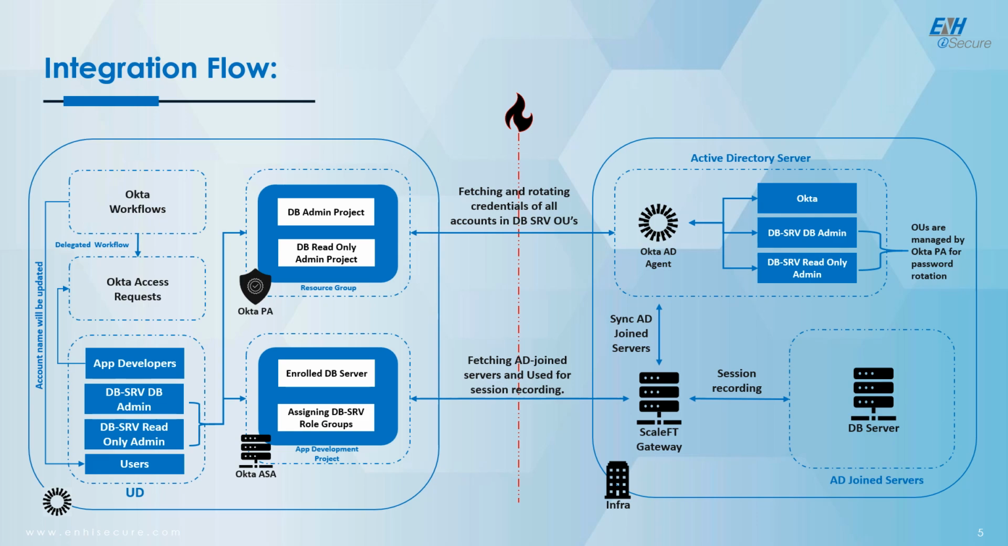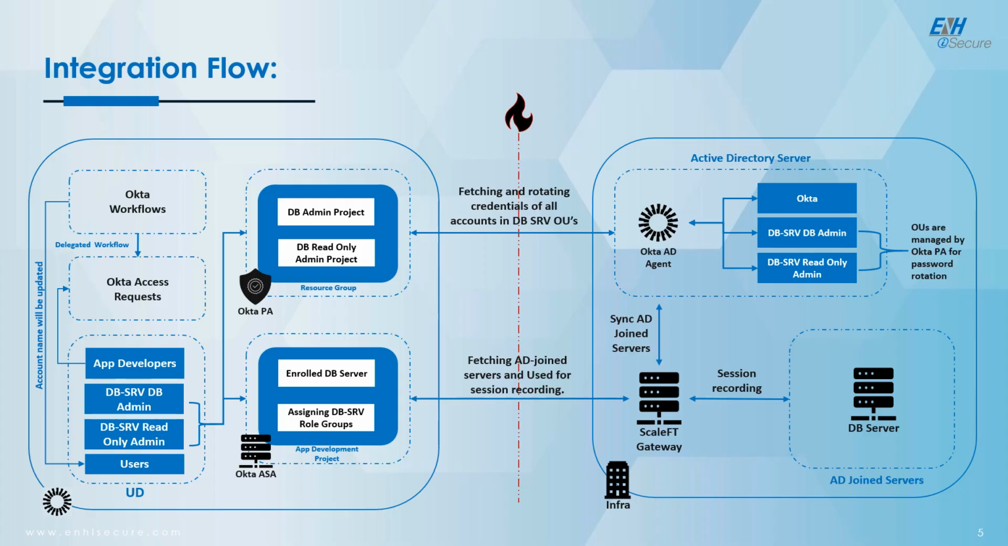And I also configured a delegated flow built using Okta Workflows, which updates the user profile with the account names used for server access. Turning to Okta Advanced Server Access, I created an Active Directory connection to fetch AD joined servers and assign them to the application development project. For this project, I associated the relevant project details and server-specific groups which were pushed from Okta earlier, ensuring precise access control. Within Okta Privileged Access, I have set up a resource group containing two projects, one for database admin and one for read-only admin.